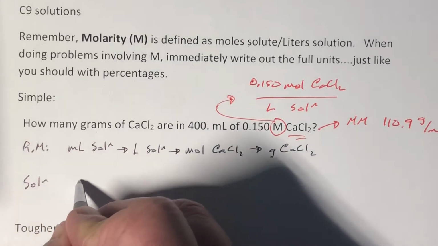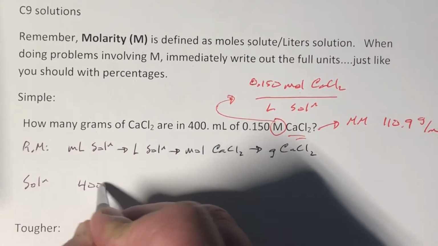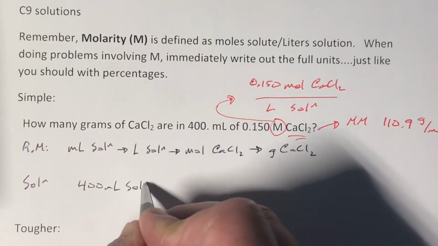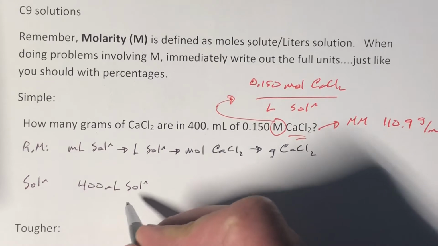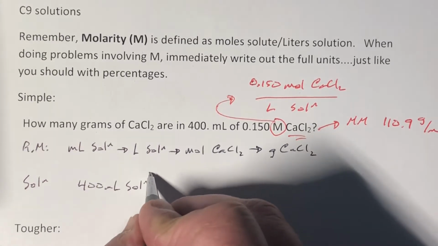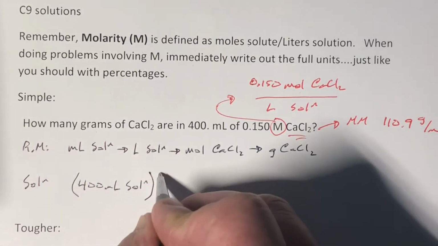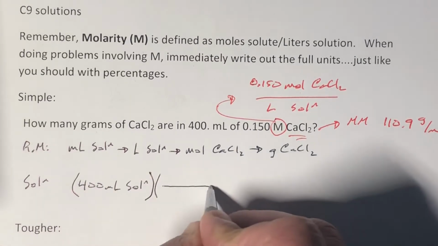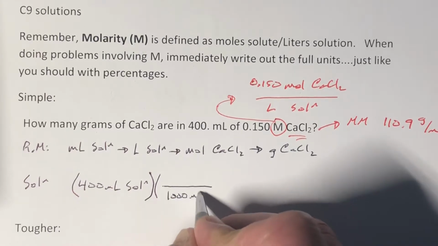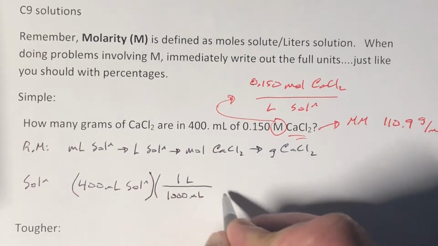Okay, solution then, just plug in the numbers into our roadmap. I started with 400 mL of solution. If I have all the space in the world, I might write that out as 400 mL of calcium chloride solution, but I find I run out of space more often than not. All right, converting that number of mL into liters, I have 1,000 mL is 1 liter.